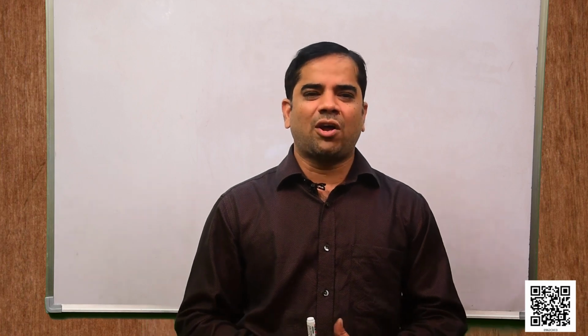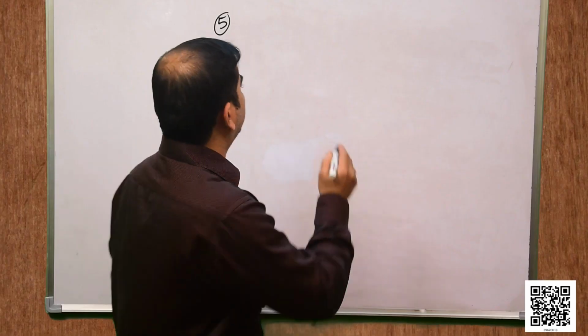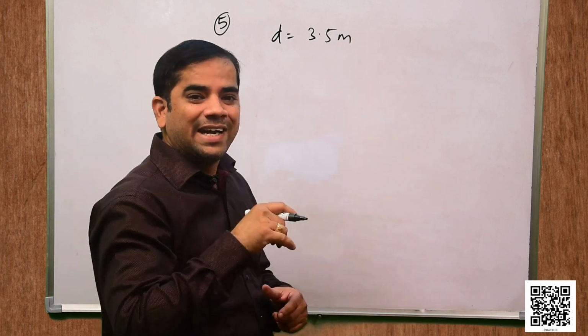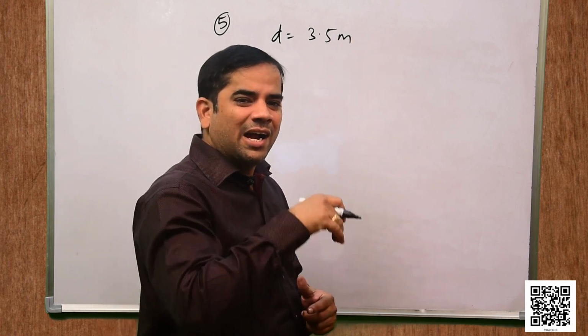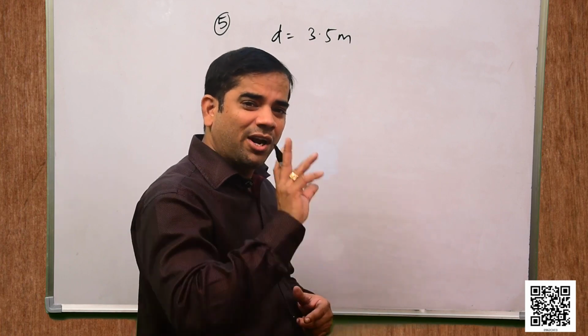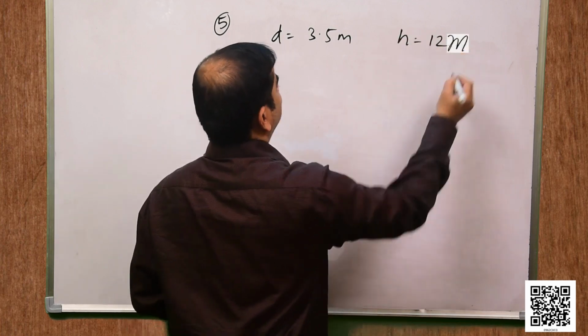Students, let us now solve question number 5. It says a conical pit of top diameter 3.5 meter is 12 meter deep. What is its capacity in kiloliters? Okay. So let us solve the question. As per the given data, diameter is equal to 3.5 meter and deep, that means it is the depth. Depth is nothing but your height of the pit. So height is equal to 12 meter.